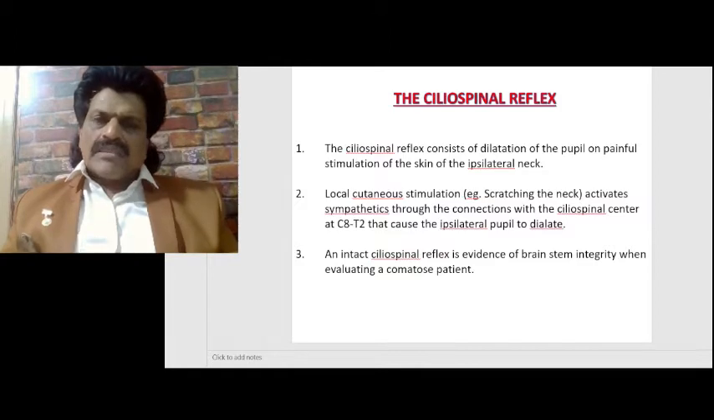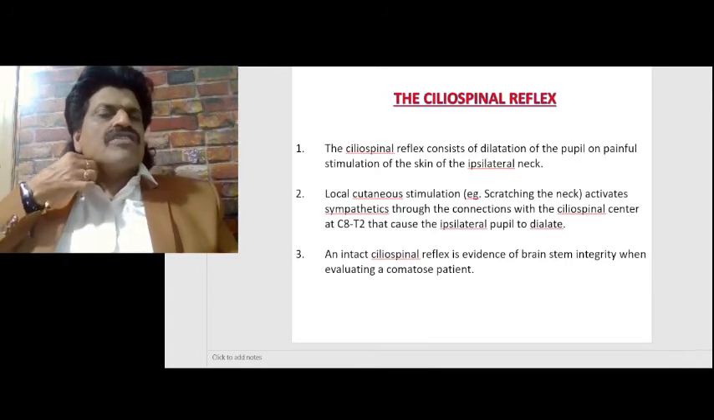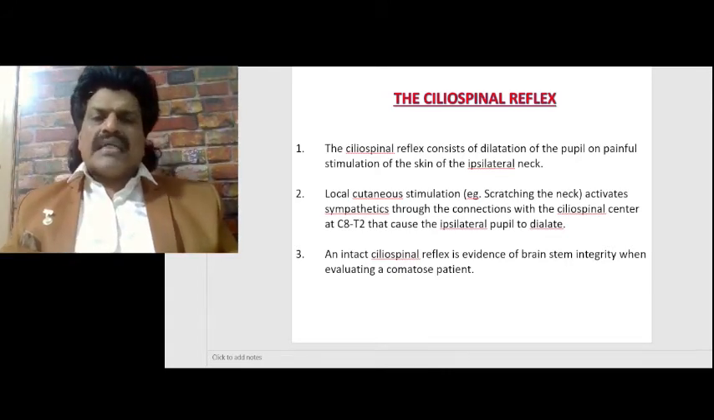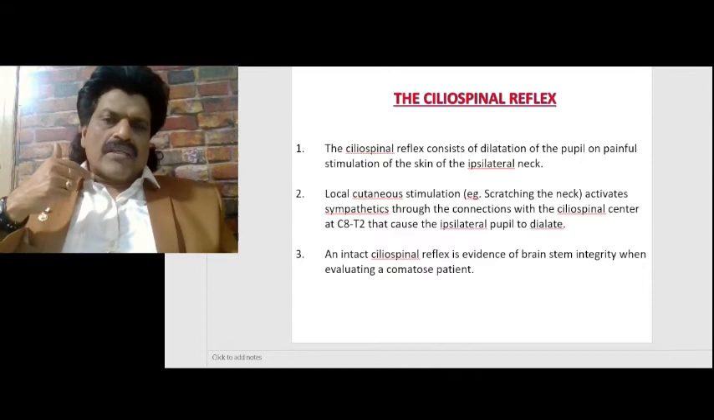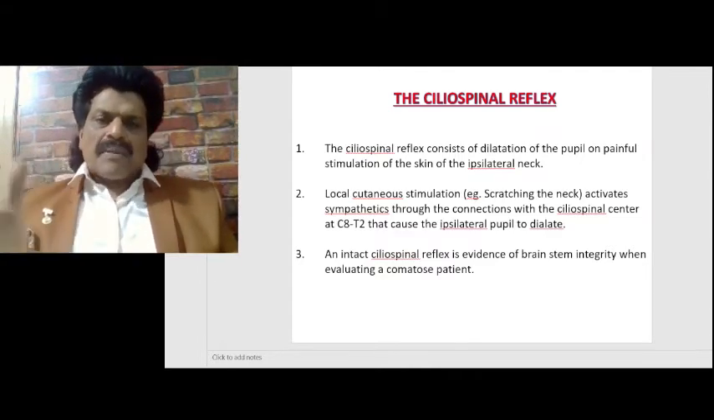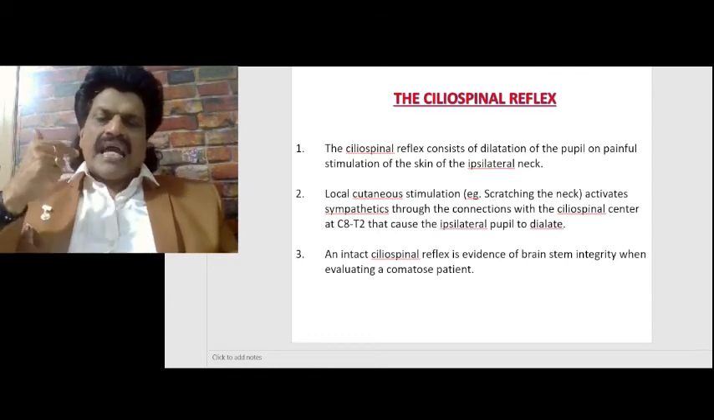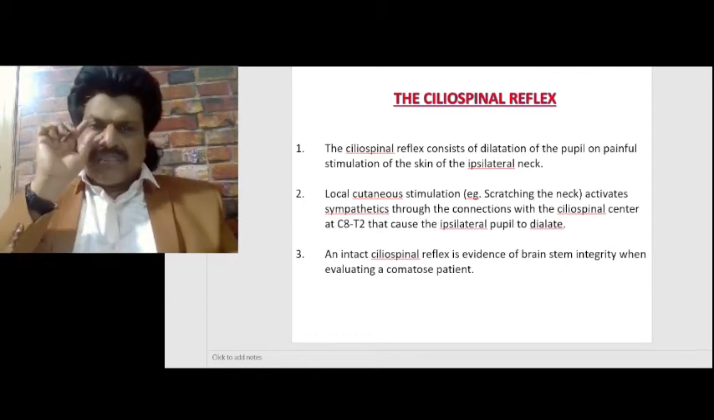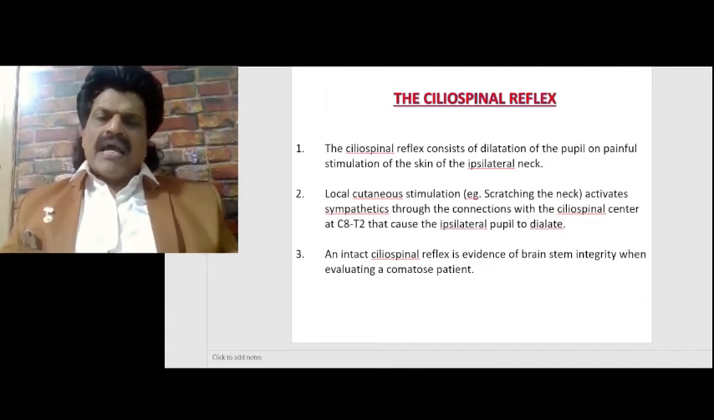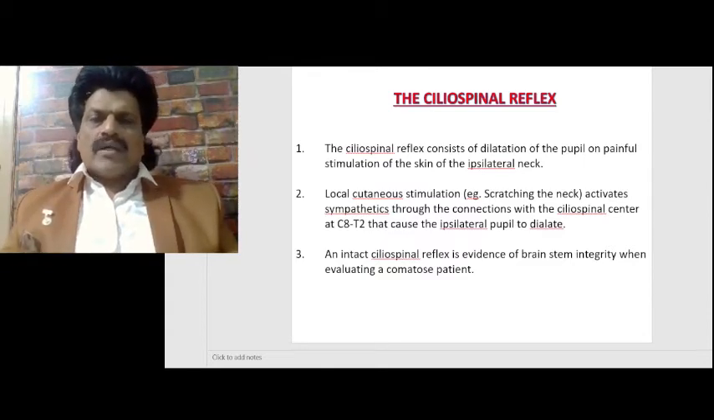Now we'll talk about the ciliospinal reflex. The ciliospinal reflex consists of dilatation of the pupil on painful stimulation of the skin of the ipsilateral neck. The local cutaneous stimulation, that is scratching the neck, activates the sympathetics through connections with the ciliospinal center at C8-T2, which causes the ipsilateral pupil to dilate. An intact ciliospinal reflex is evidence of brainstem integrity when evaluating a comatose patient.